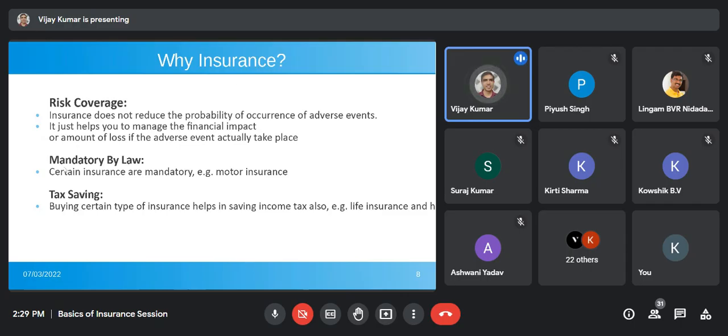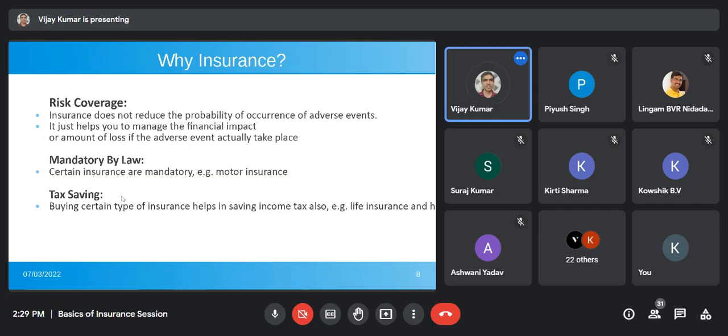And in some cases, it is mandatory by law that you must buy an insurance. Even if you don't want to buy, there is no other way out. So suppose you are driving a motor or a bike on the road, there is no other way out, you have to have an insurance, because it is mandatory by law. So some of the time you are buying insurance because it is mandatory by law, and the other times because you want to save tax on your income, and that is the third reason that you are buying insurance, because it helps you save tax.